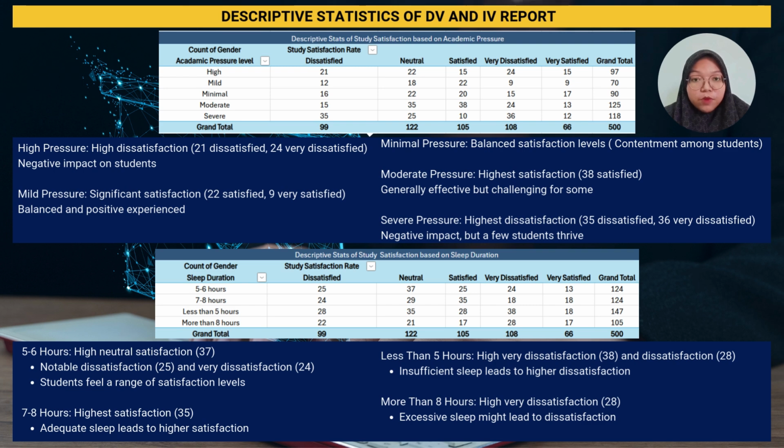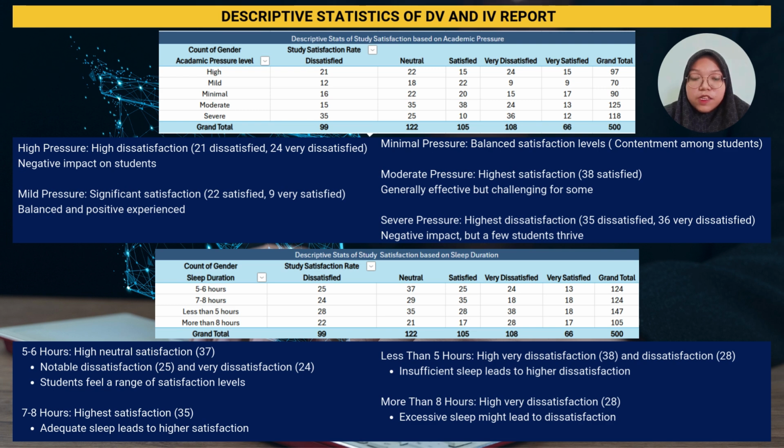Let's start with academic pressure. For high pressure, this leads to significant dissatisfaction, with 45 students reporting dissatisfaction or high dissatisfaction. It has a clearly negative impact on students. On the other hand, mild pressure brings positive outcomes.